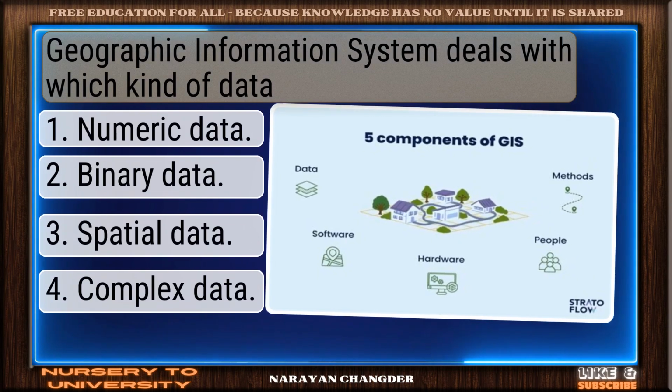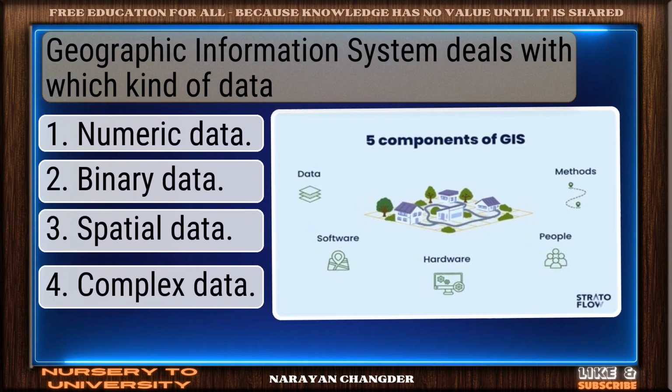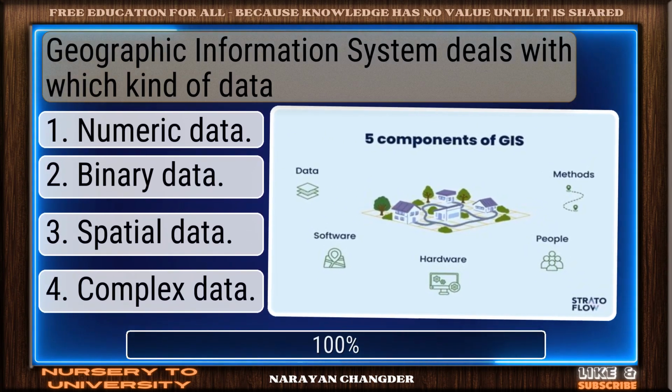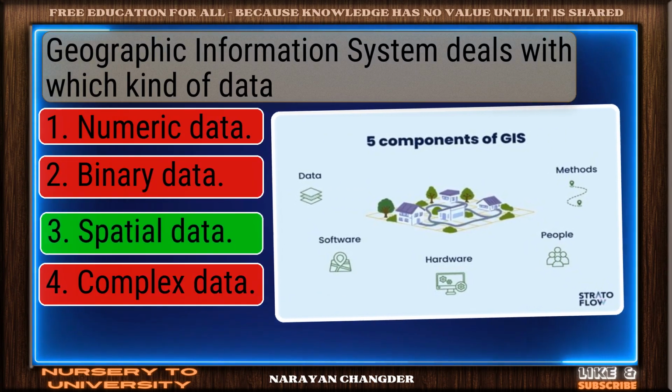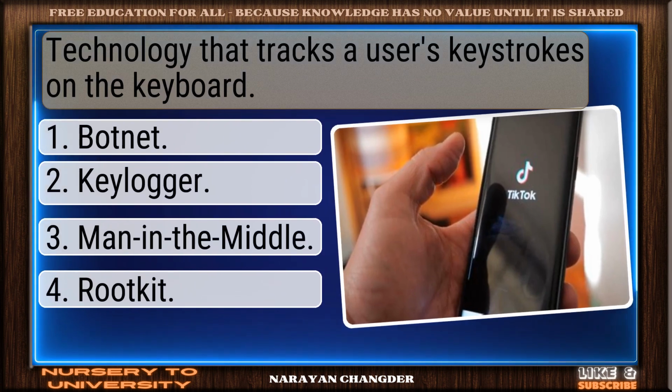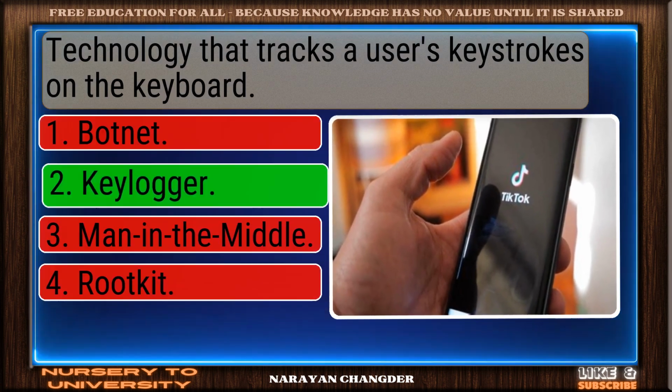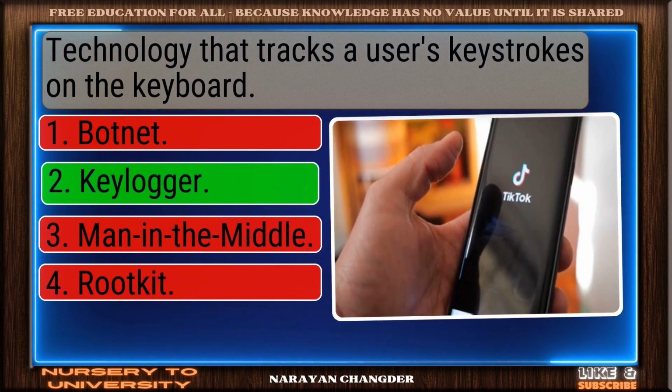Geographic Information System deals with which kind of data? Smart pick. Spatial data is correct. Technology that tracks the user's keystrokes on the keyboard. Clear logic. Keylogger is sound.